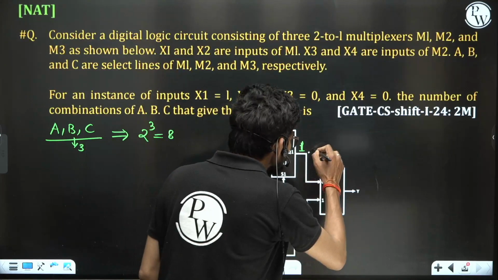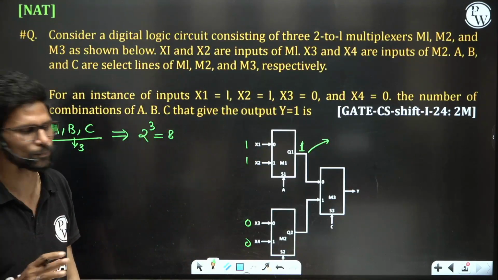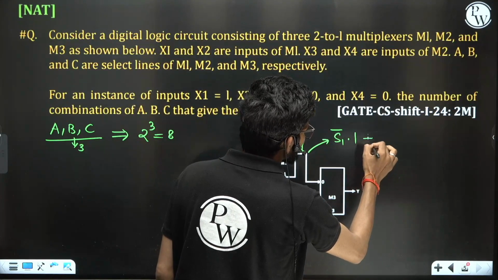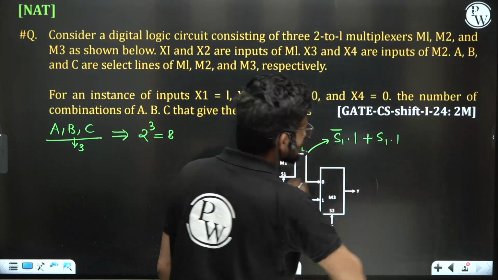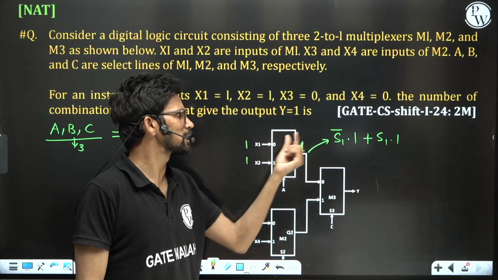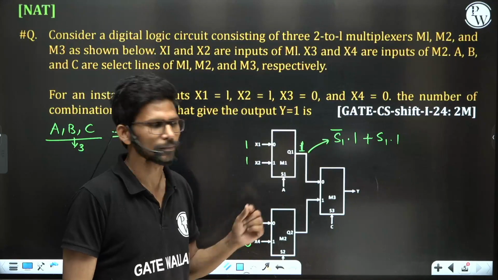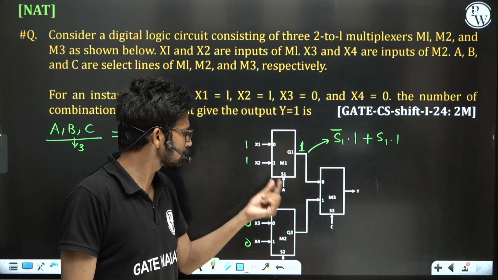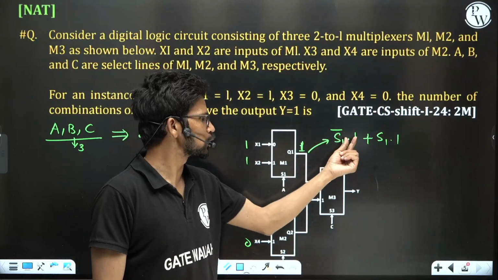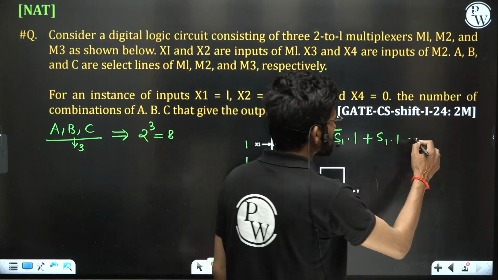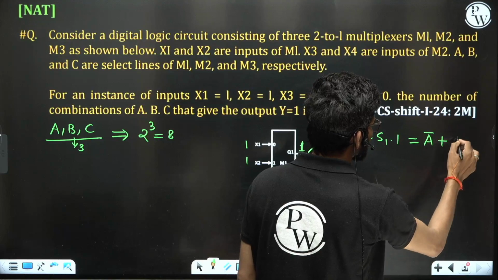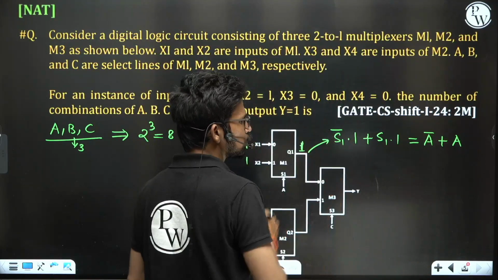You can also solve this by the expansion method. Output is S1 bar into I0 plus S1 into I1, and here I0 is 1 and I1 is also 1. This is the expansion method. When S1 is 0, I0 will be selected, and I0 is X1, which is 1. When S1 is 1, I1 will be selected, and I1 is X2, which is logic 1. So S1 bar into I0 plus S1 into I1, where S1 is basically A, becomes A bar into 1, plus A into 1, which is A bar plus A.